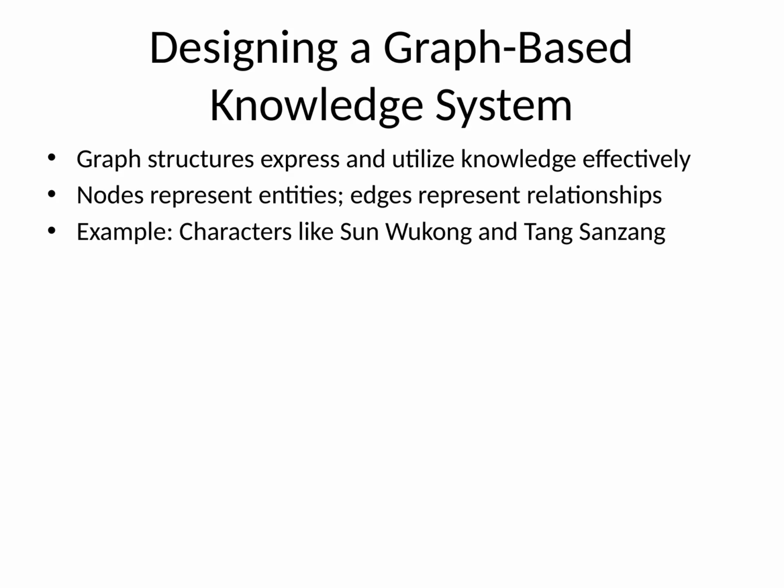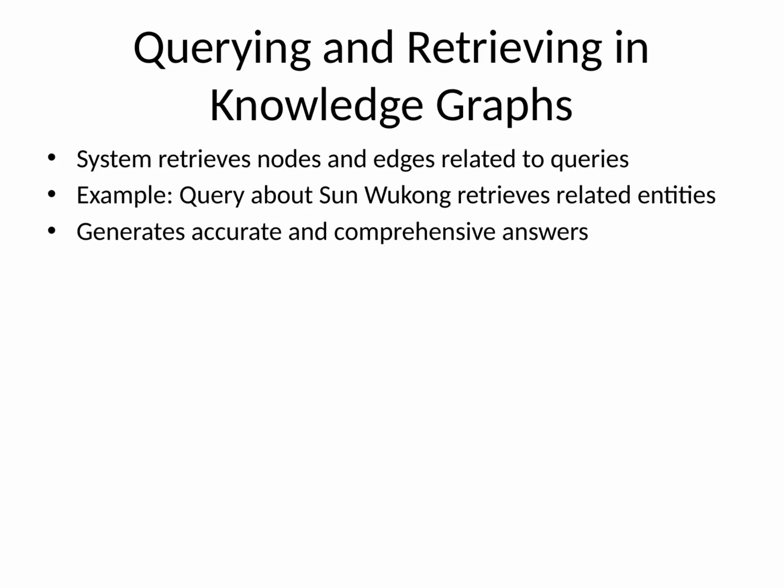In designing a graph-based knowledge system, we aim to express and utilize information effectively. This involves converting data into nodes and edges, where nodes represent entities and edges represent their relationships. For instance, in a knowledge graph, characters like Sun Wukong and Tang Sanzang can be nodes, with edges illustrating their master-disciple relationship. When a user queries the system, it retrieves relevant nodes and edges from the knowledge graph.